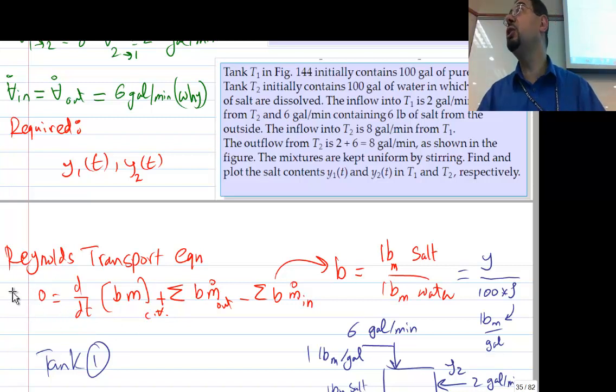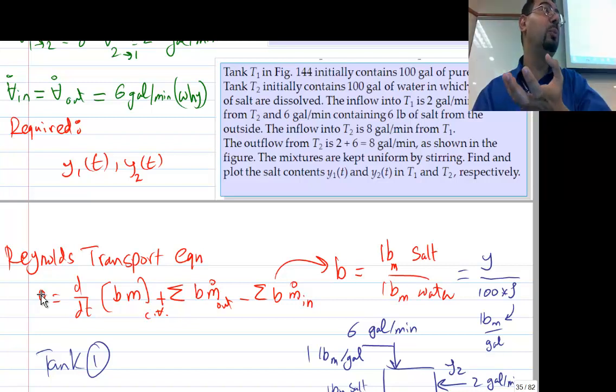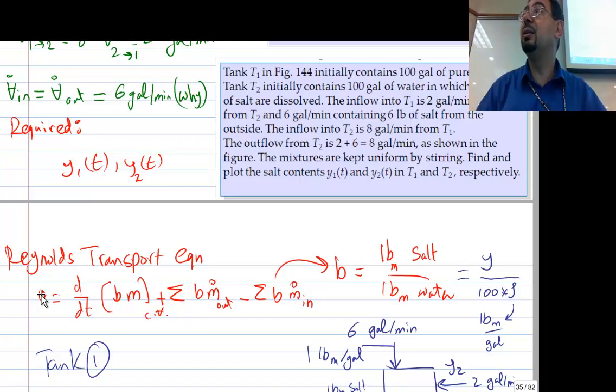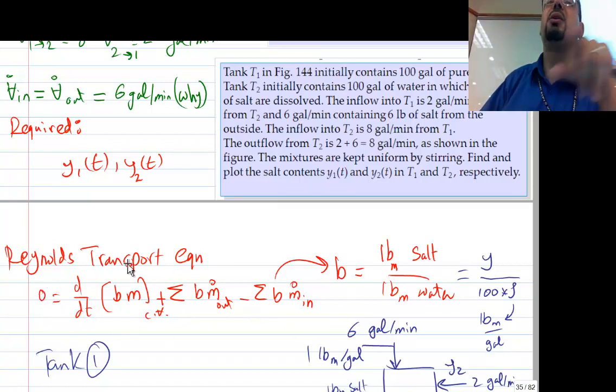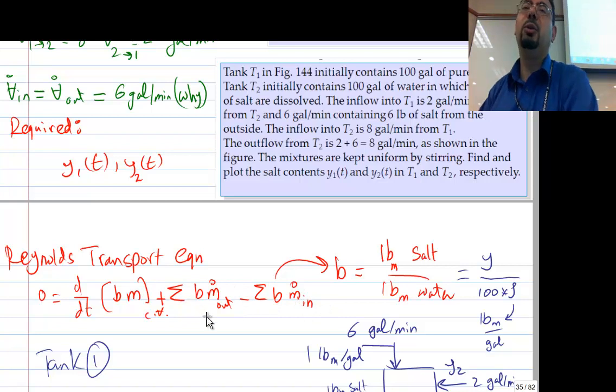For example, in the energy equation, if you remember from fluid 1, there was Q minus W. Q minus W can create or destroy the energy of the control volume. If there is a turbine that sends work out to the generator, that is a sink. Anyway, this is a conservation of the mass of the salt. So basically d by dt of B, that's the property per unit mass, multiplied by the mass, plus sigma B m dot out minus sigma B m dot in. Forget about Reynolds.